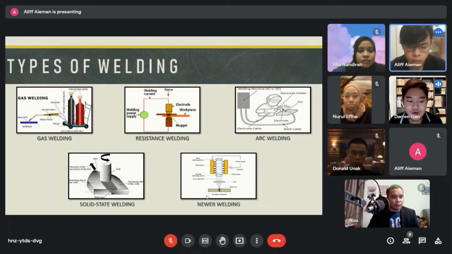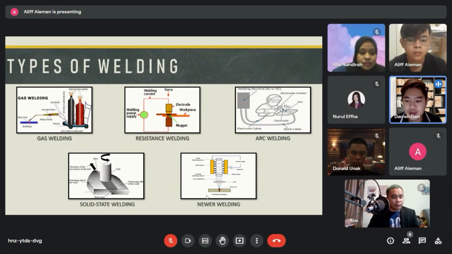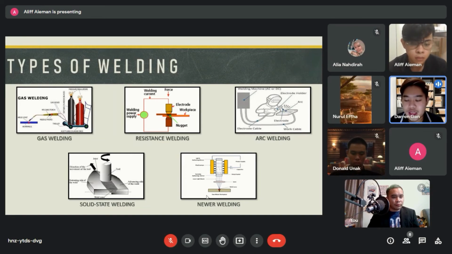The second type is resistance welding, which can be done in a variety of ways for various purposes, including spot welding, seam welding, butt welding, and projection welding. Each one has a unique welding application that makes it ideal for a specific circumstance.